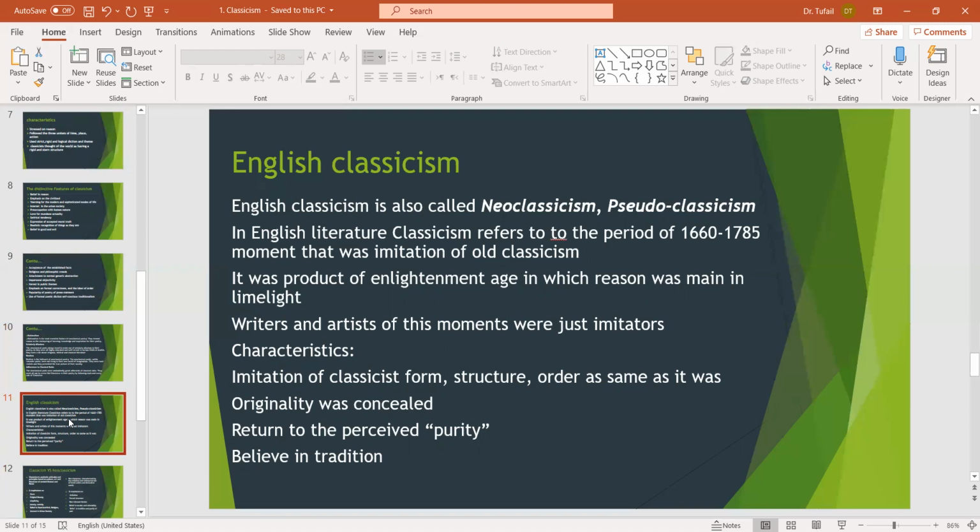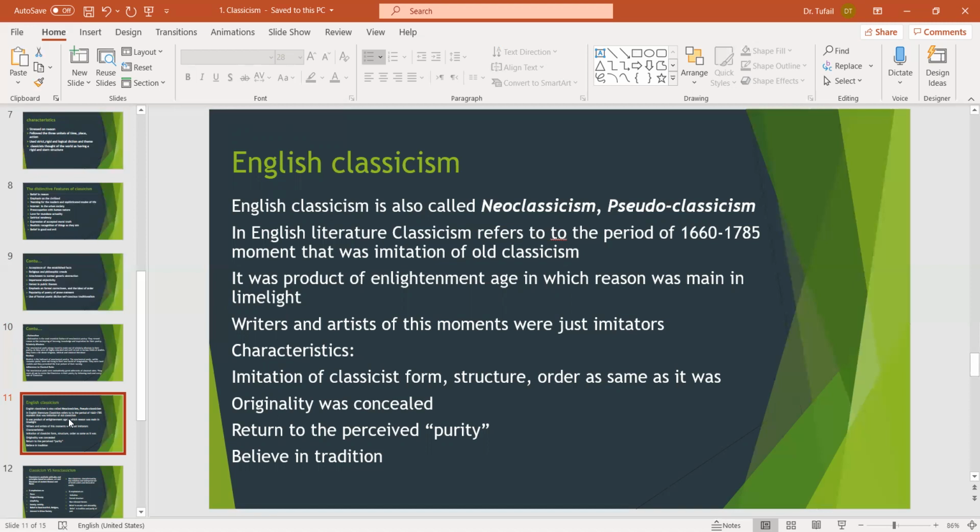Why do we call them pseudo-classicists? Because they couldn't produce literature that was scientific and understandable. They simply copied these writers, and it was simple imitation. They only reproduced the forms, structures and orders as they were, and originality was concealed.